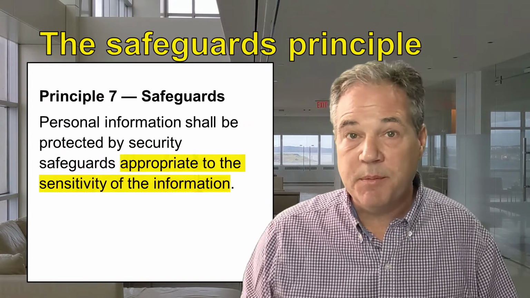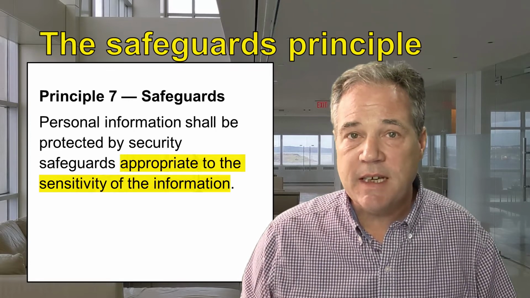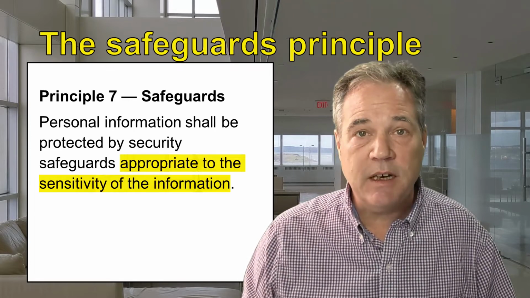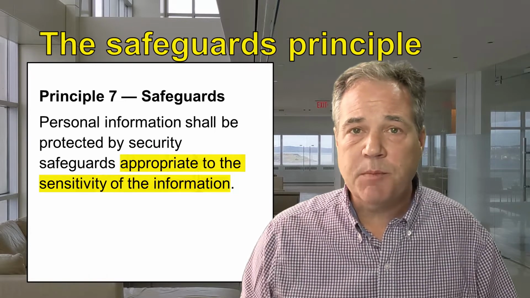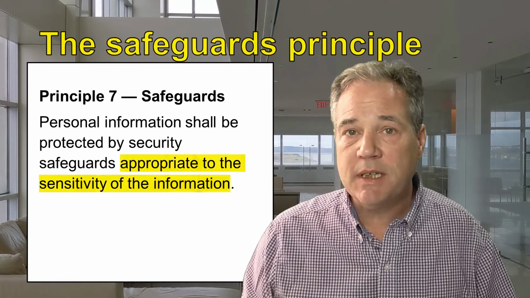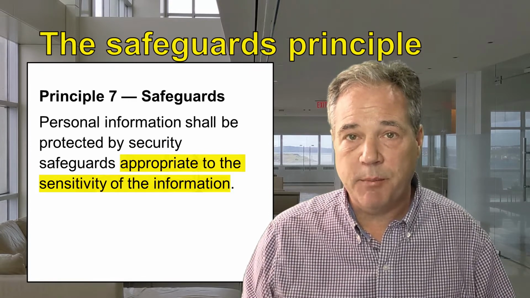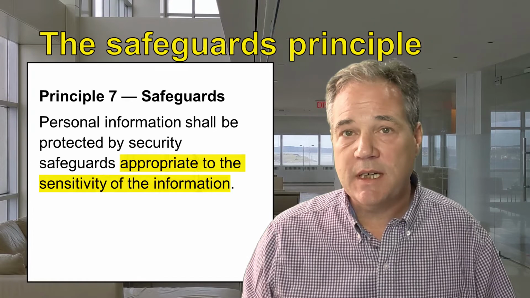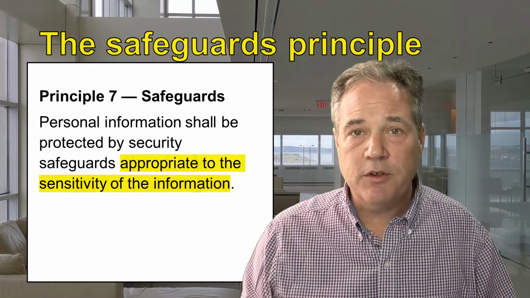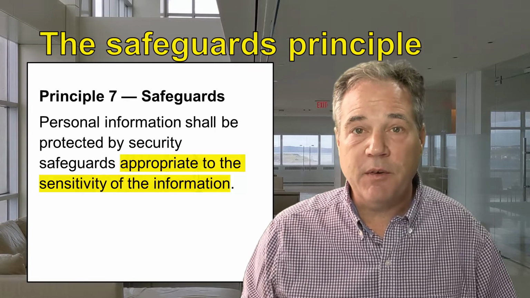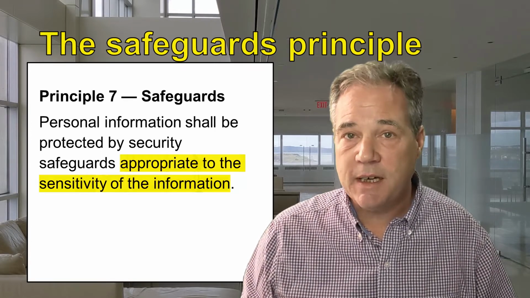The next place this comes up is in Principle 7, the safeguards principle. Here, sensitivity is front and center and is the most important element of determining what safeguards need to be adopted. It says personal information shall be protected by security safeguards appropriate to the sensitivity of the information. Clearly, the more sensitive, the greater the safeguards have to be. This is a bit of a no-brainer for those in the security field. The greater the value of the thing you have to protect, the greater measures you should adopt to protect it.